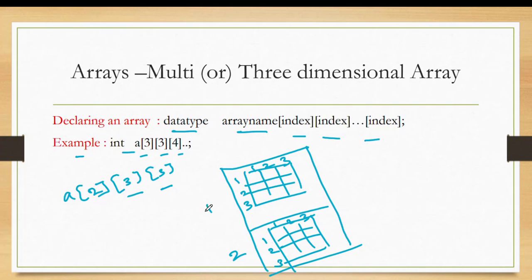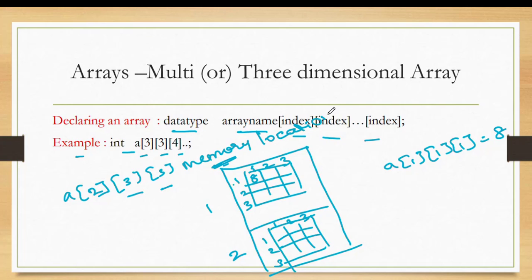If I specify the element 1 1 1, the value will be here. So where is the 8 stored? a of 1 of 1 of 1 is equal to 8. This is the memory location for a multi-dimensional array. If the dimensions increase more and more, the boxes will increase. So this is a multi or 3-dimensional array.